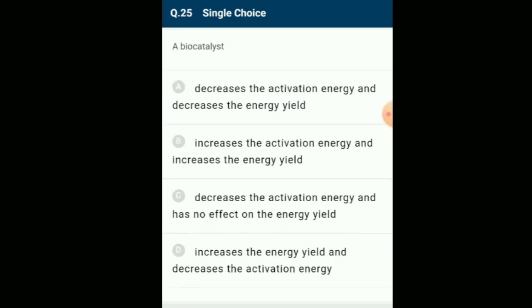Question number 25. A biocatalyst, an enzyme, is a catalyst that reduces the activation energy for a reaction and helps in increasing the concentration of product without any change in energy yield. So the answer is option C. Decreases the activation energy and has no effect on energy yield.